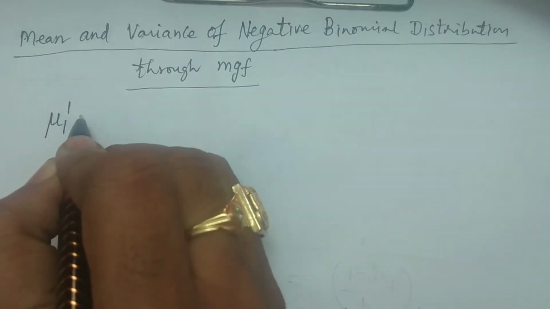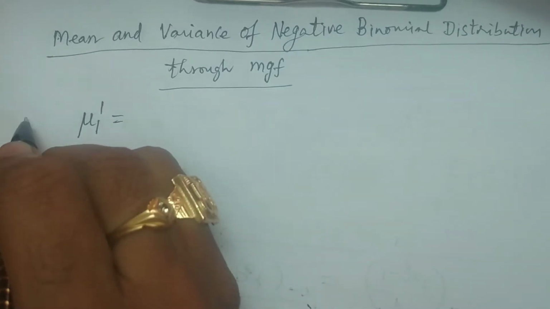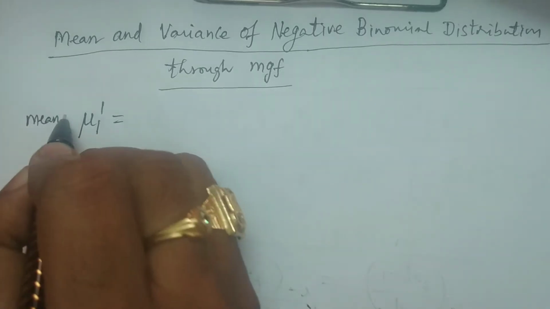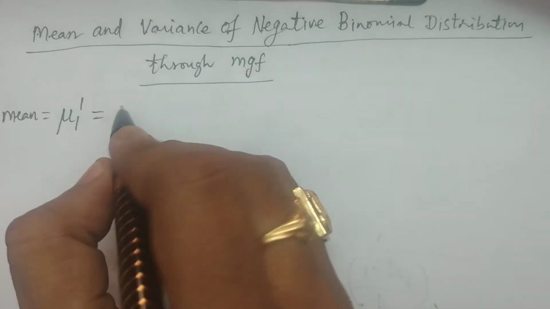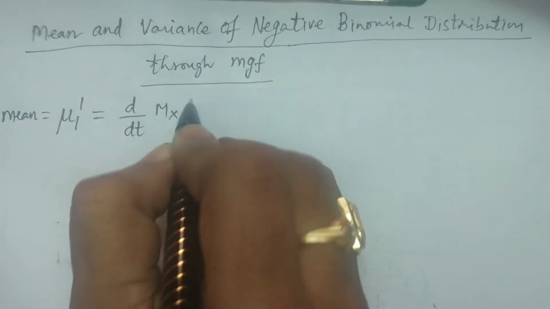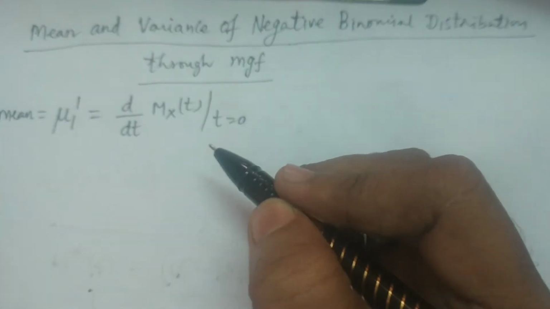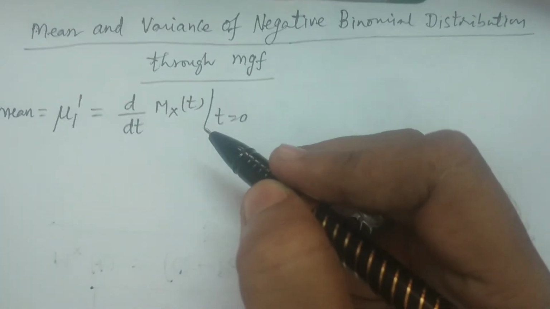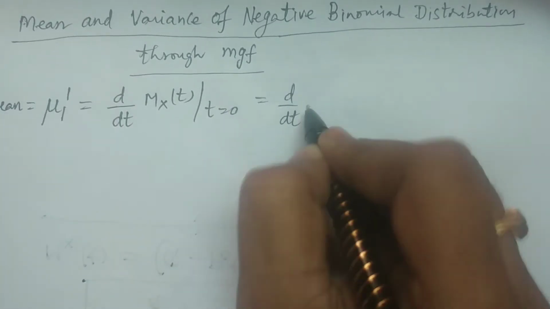Mu1 dash, which itself gives the mean, that is, mean is equal to mu1 dash, which is calculated by d by dt of M_X(t) and substituting t equal to 0, right? So this is the formula, so that you can directly start. d by dt of what is M_X(t)?